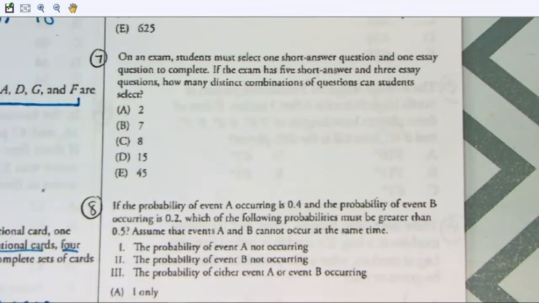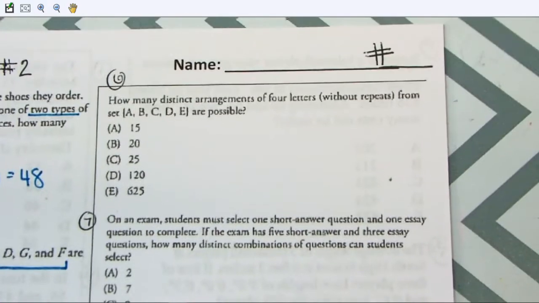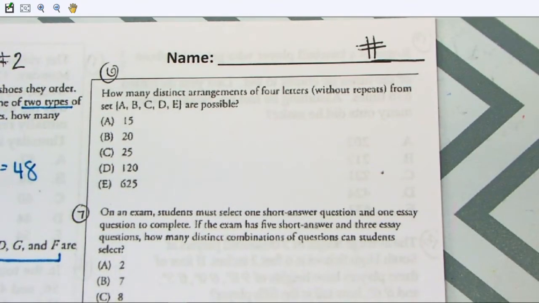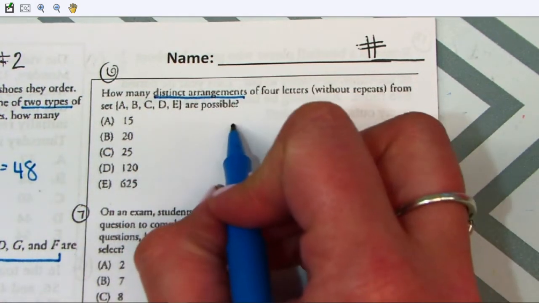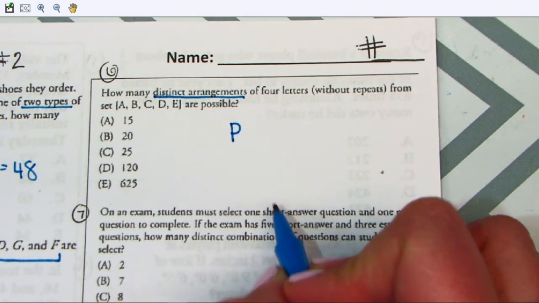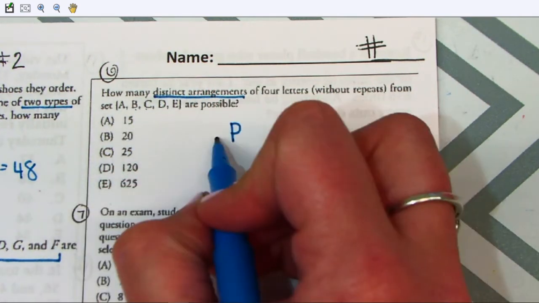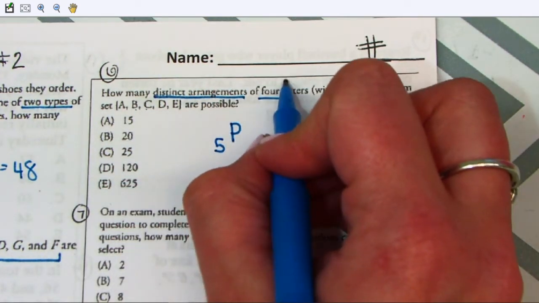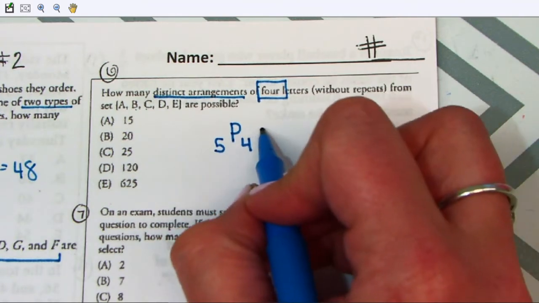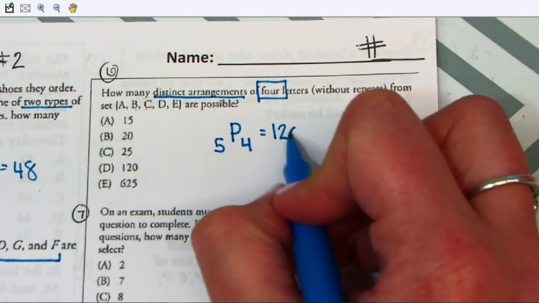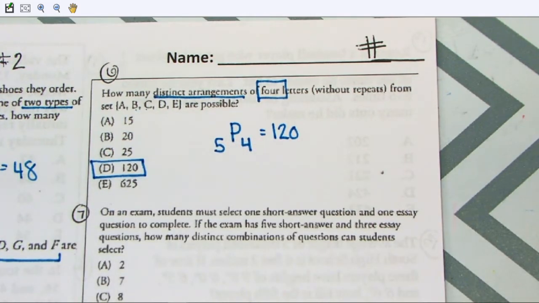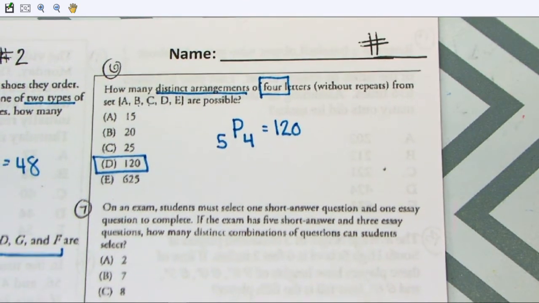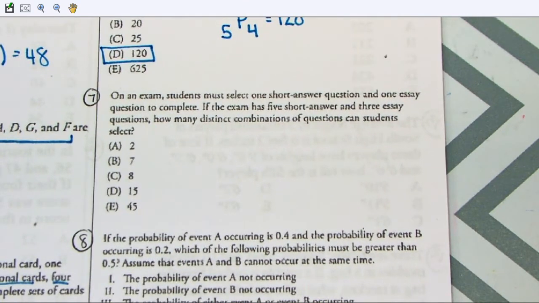Number 6, let me zoom on up here. How many distinct arrangements of 4 letters are possible? Distinct arrangements means different arrangements, so that's permutation. There are 1, 2, 3, 4, 5 letters to choose from, and I am picking 4. So this is 5P4, for 120. So there are 120 distinct arrangements. Remember, if the order matters, I'm using distinct, and I'm using permutation.